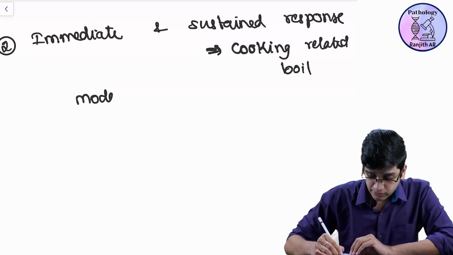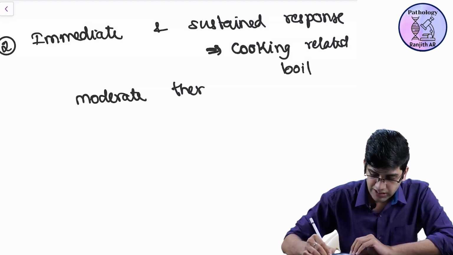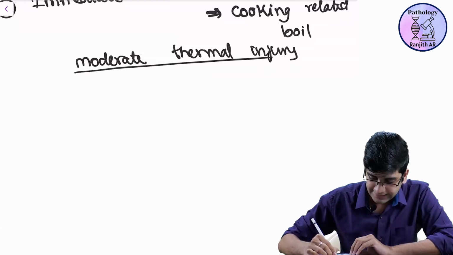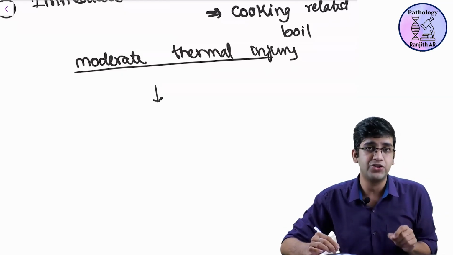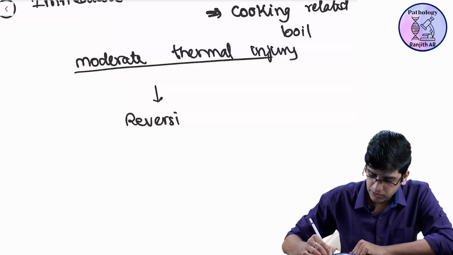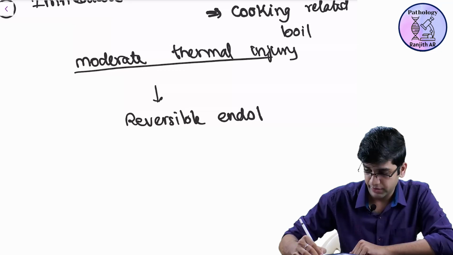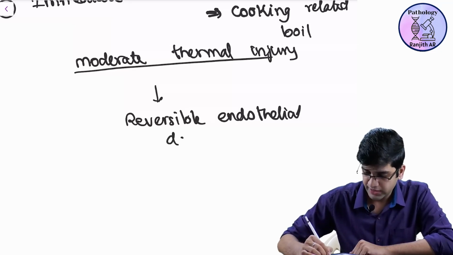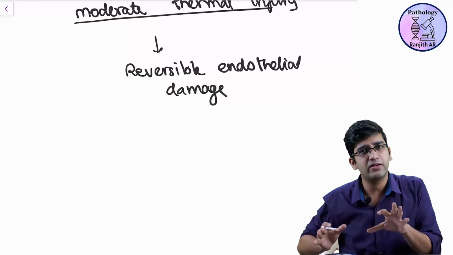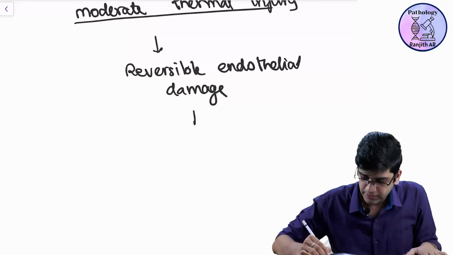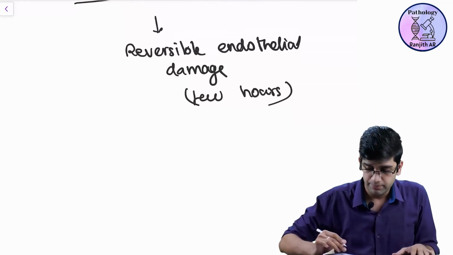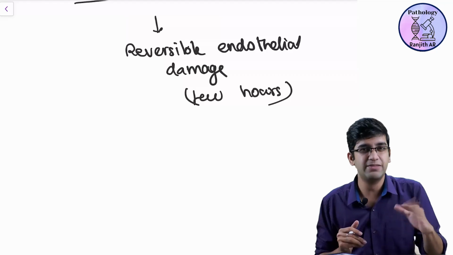So now we'll go to the immediate and sustained response. When I have a moderate thermal injury, related to thermal only, what's going to happen? There will be a direct endothelial damage, but it will be reversible. This reversible endothelial injury is going to be there for a few hours, so the inflammation is going to last for a few hours. Maximum 12 hours, not beyond that.